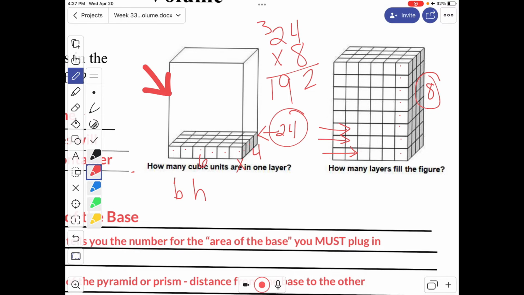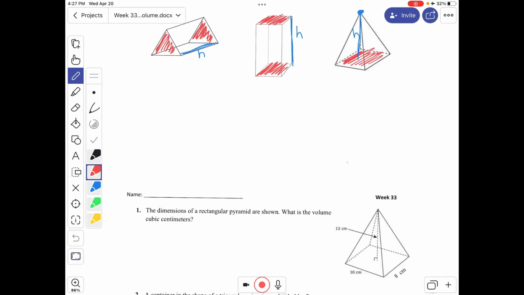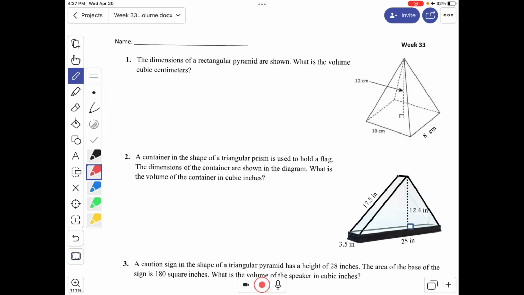Okay, let's look at some examples together. Number 1, the dimensions of a rectangular pyramid are shown. What is the volume in cubic centimeters? Well, first of all, this is a rectangular pyramid, and the volume formula would be 1/3 area of the base times the height.